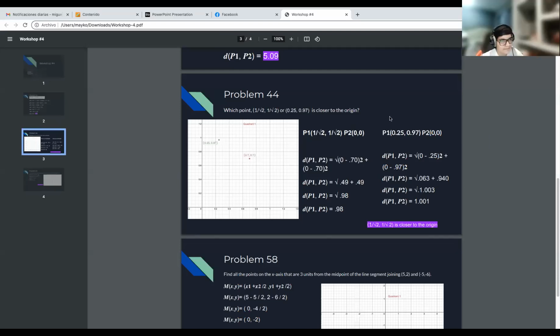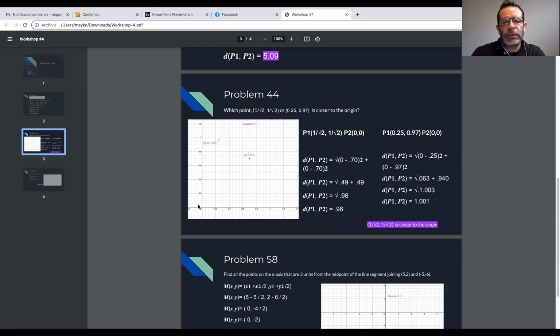For problem number 44, to solve this problem, we need to use a distance formula, and we're going to use it on both coordinates, let's call them A and B. We have to find which coordinate is closer to the origin, which would be basically 0. In the first coordinate, after using the formula and solving the equation, we get the answer of 0.98. And in coordinate B, after using the formula, we get the answer of 1.001. If we look at the answers, we can tell which one is closer to 0. In this case, it would be 0.98, which would be coordinate A. And that's the answer. Coordinate 1 divided by square root of 2, comma, 1 divided by square root of 2 is the closest to the origin.